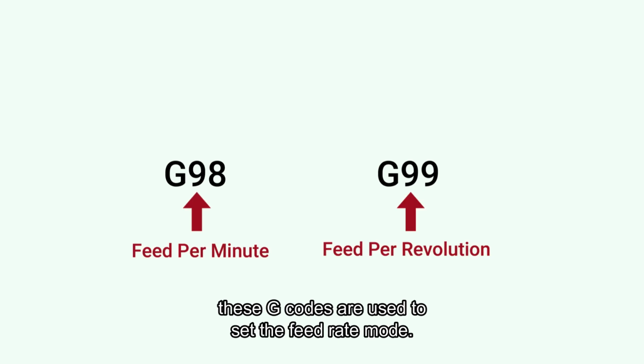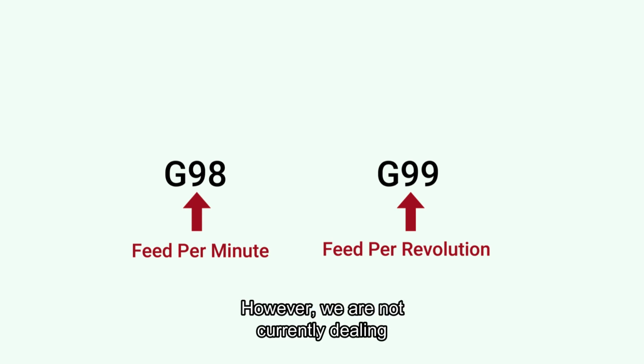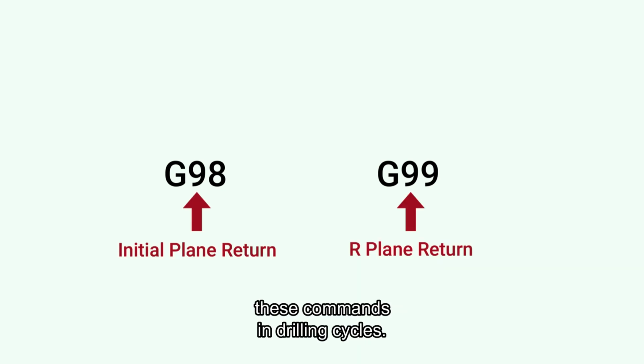Keep in mind that, in some ISO-based controllers, these G codes are used to set the feed rate mode. However, we are not currently dealing with this use of the G98, G99. What is important to us is the use of these commands in drilling cycles.